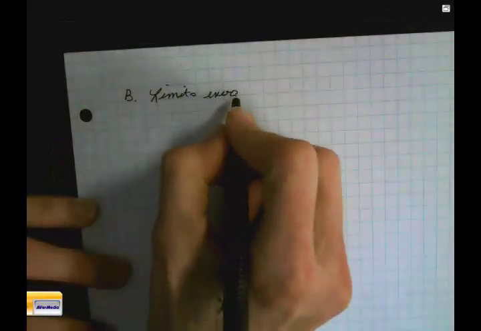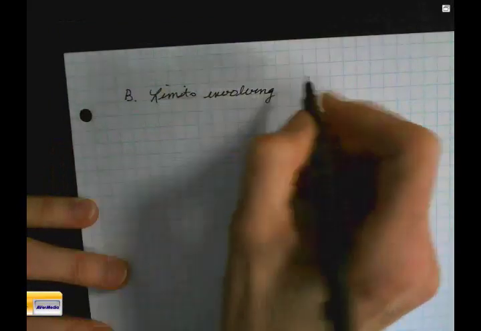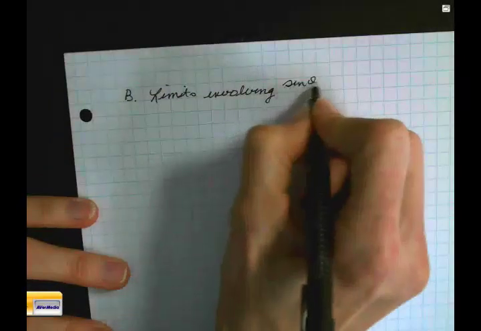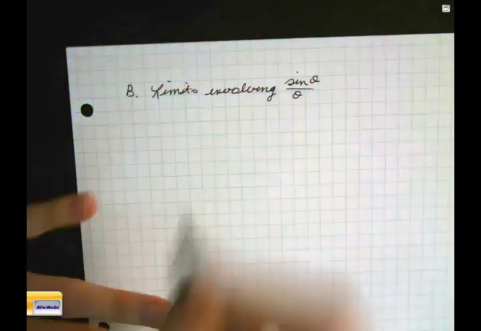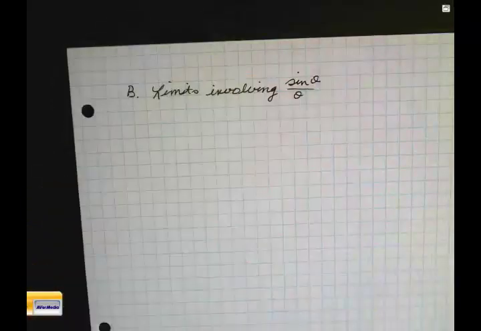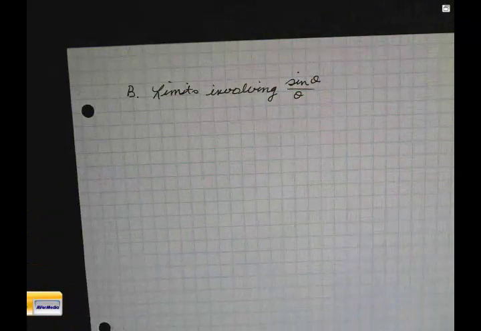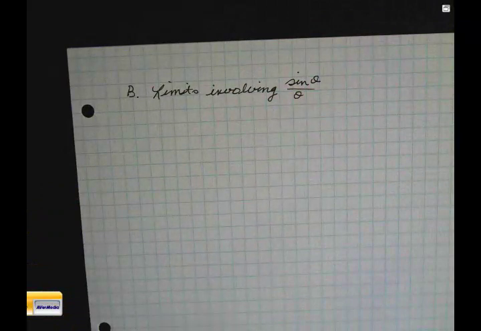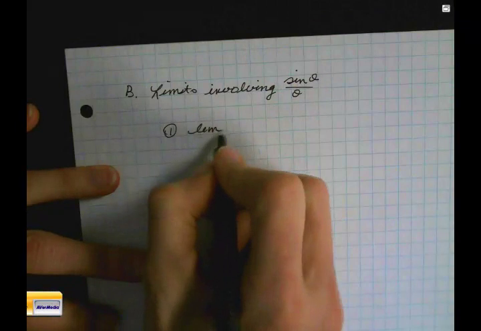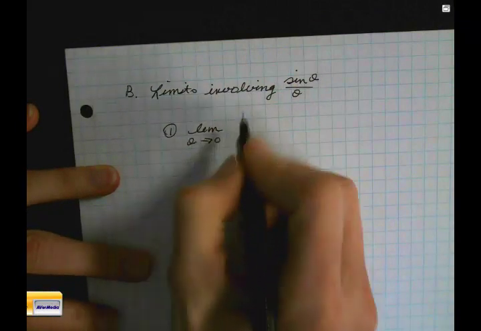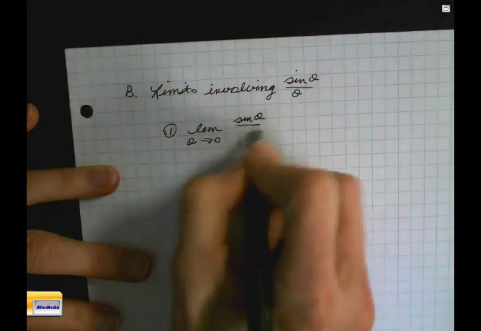Limits involving sine of theta over theta. Now, when we get into calculus and we're talking about limits, they can put theta there or they can put x there. It doesn't matter. In fact, normally we put x there, but they can put theta there. So don't let the notation throw you off in any way. Now, the truth is, the limit as theta is approaching 0 of this function is 1.